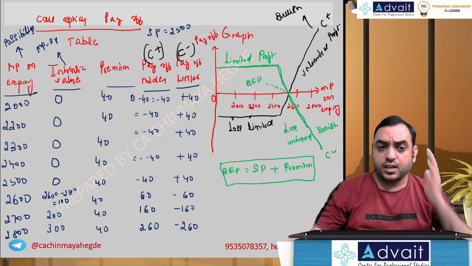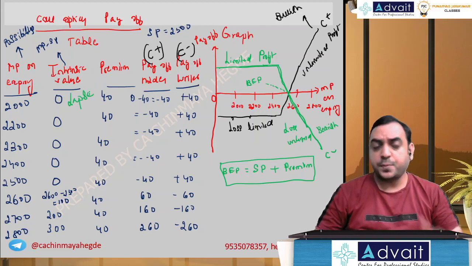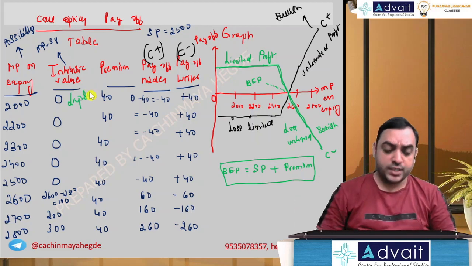So when I say intrinsic value is 0, that means the option lapses. Remember, the option lapses when the market price is less in case of a call option, opposite in case of a put option.